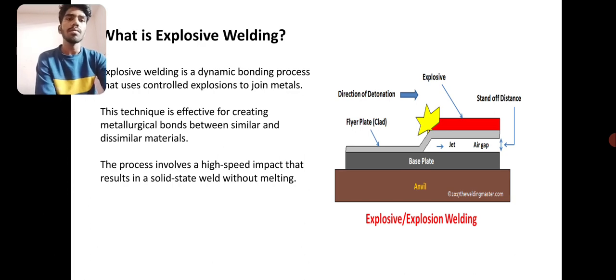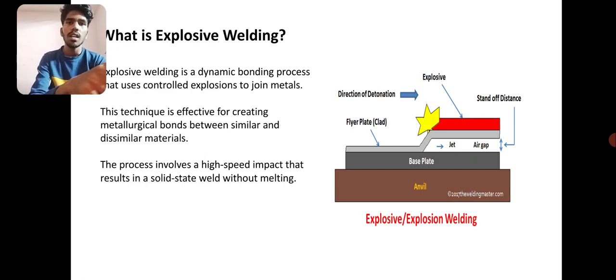And next, this is another kind of welding, called explosive welding. Explosive welding is a dynamic bonding process that uses controlled explosions to join metals. This technique is effective for creating metallurgical bonds between similar and dissimilar metals. The process involves high speed impact that results in a solid state weld without melting.